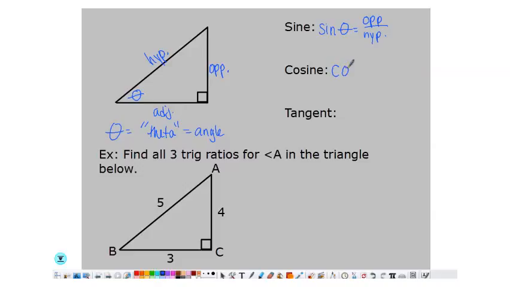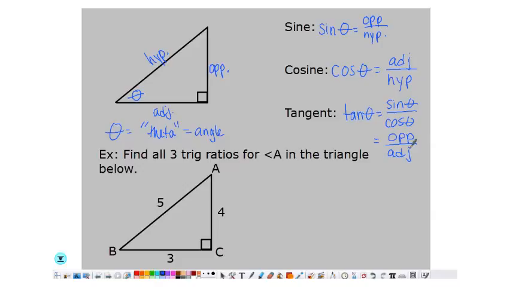Cosine, so hopefully this is all familiar. Cosine of theta is equal to the adjacent side over the hypotenuse. And then tangent of theta is equal to sine of theta divided by cosine of theta, which is the same thing as saying the opposite side divided by the adjacent side. So we're going to do some examples and see how those things work.